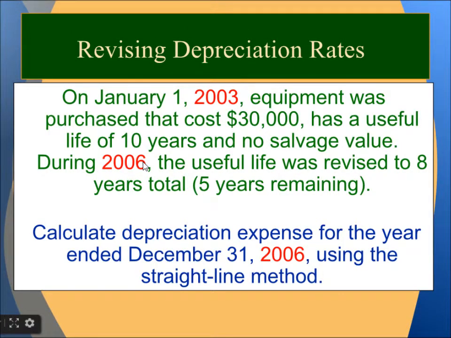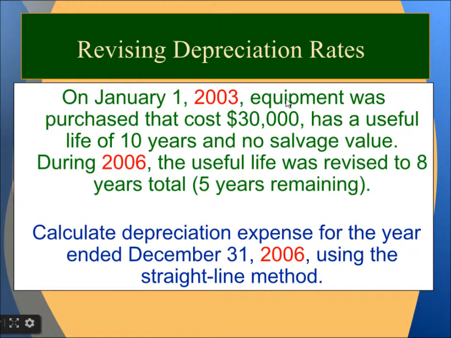Let's do an example to understand revising the depreciation rate. On January 1, 2003, equipment was purchased at a cost of 30,000, has a useful life of 10 years and no salvage value. During 2006, the useful life was revised to 8 years total, 5 years remaining. Calculate the depreciation expense for the year ended December 31st, 2006 using the straight line method.